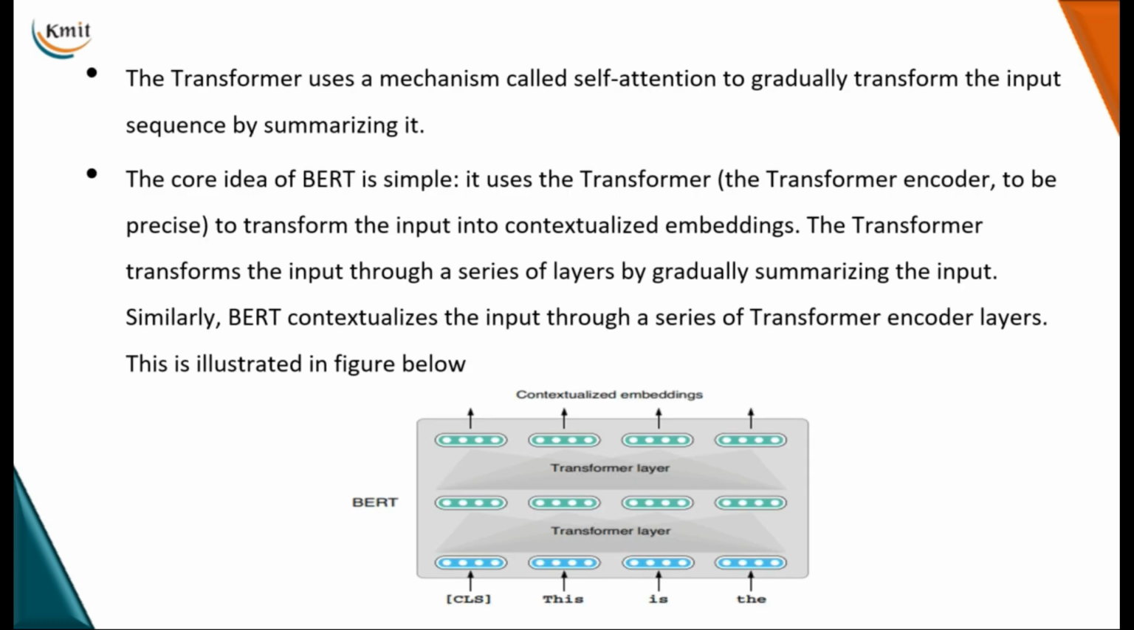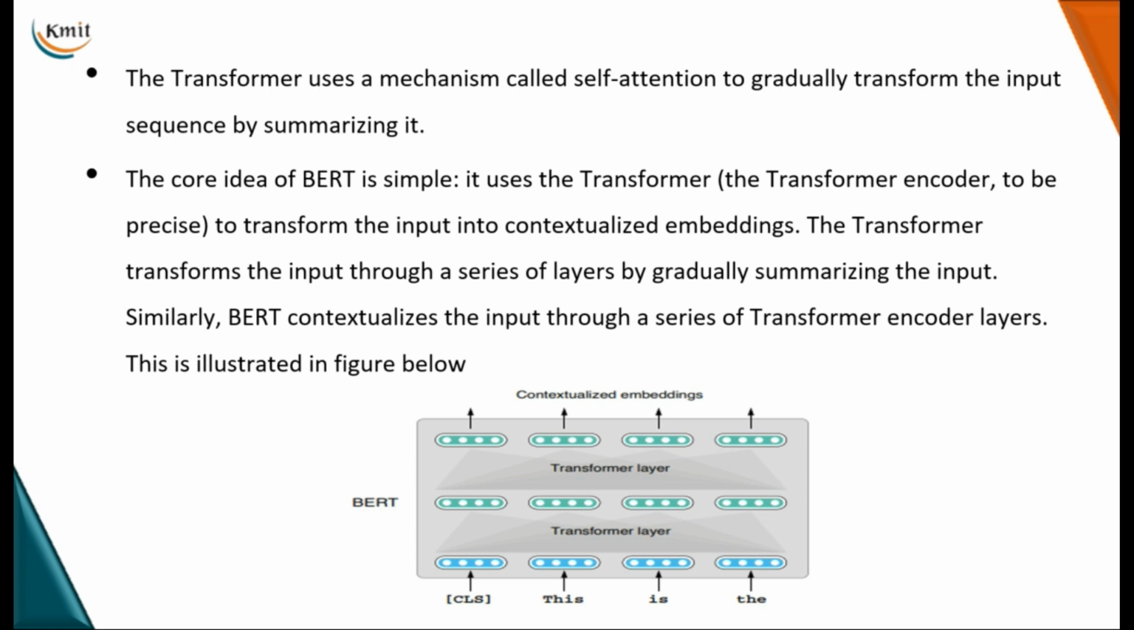Okay. Now, when we talk about the transformers that we have used, transformers use a mechanism called self-attention, which gradually transforms the input tokens into summary tokens, right? The core idea of BERT is simple here. It will use the same transformers to transform the input into contextualized embeddings. Are you getting my point? Word embeddings we've converted into contextualized embeddings.